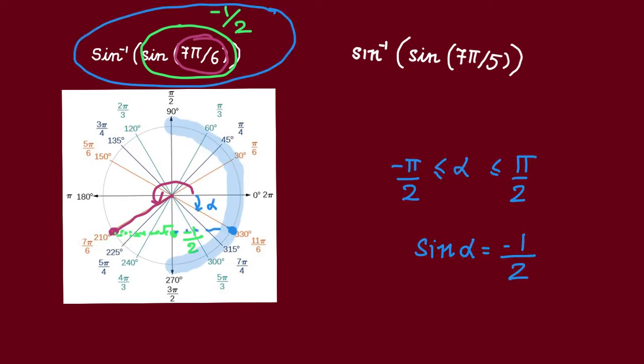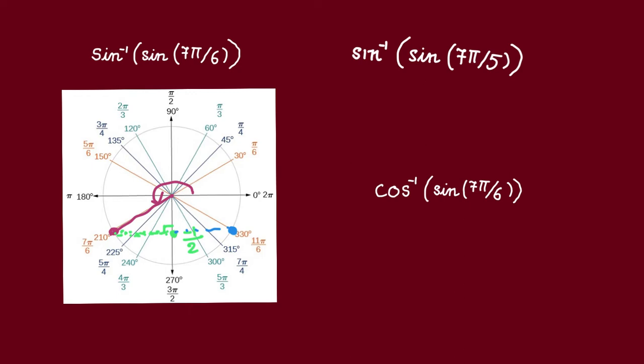Finally, we found sine inverse of minus 1/2 by finding an angle alpha in this range such that the y-coordinate of the endpoint of alpha is minus 1/2. And we saw that the answer was minus pi over 6. Remember, the convention is that we answer in radians. So that was how we found sine inverse of sine of 7 pi over 6.